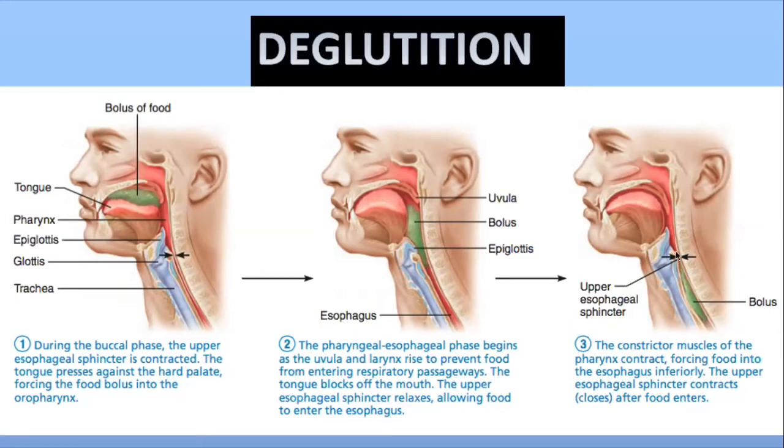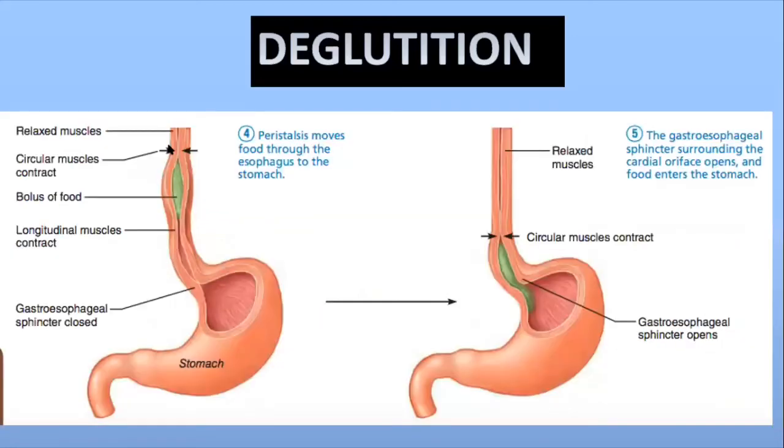The upper esophageal sphincter contracts and closes after the food enters. So after the food enters the esophagus, the sphincter contracts again. Okay? Next, after that, peristalsis moves the food through the esophagus towards the stomach. So again, for our food to reach our stomach and become nutrition for the whole body, we need peristalsis, and other muscle contractions in our abdomen. And then lastly, the gastroesophageal sphincter surrounding the cardiac orifice of our stomach will open so our food can enter.